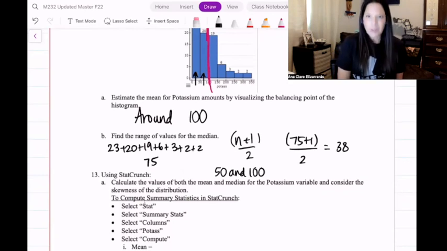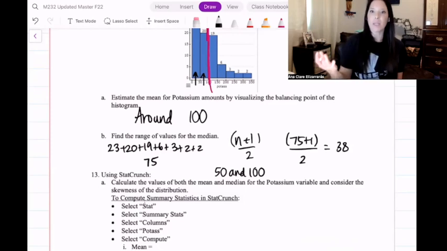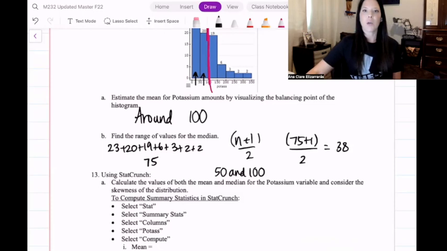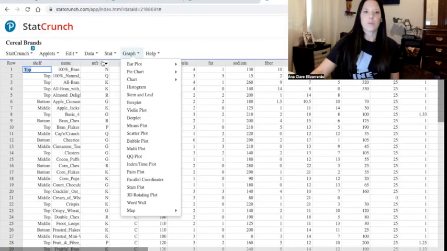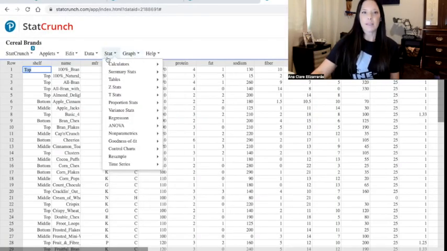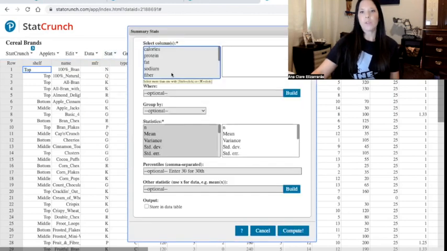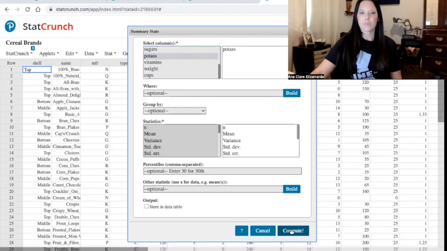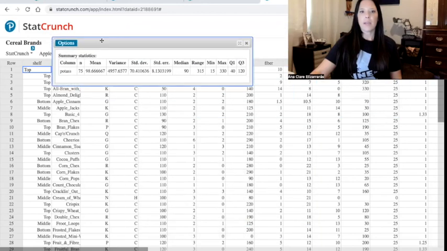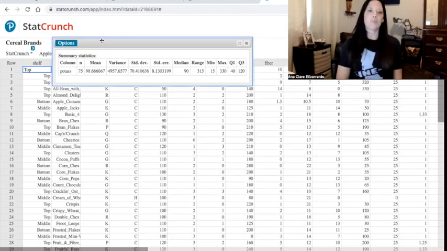We want to now calculate what's called summary statistics using StatCrunch, where we're going to calculate what the mean and the median actually are. So going back to StatCrunch, we go to Stat, Summary Stat, by column. We'll always do by column because we enter our data in like this. And we want potassium. And then we click Compute.